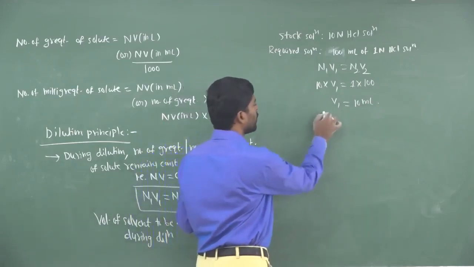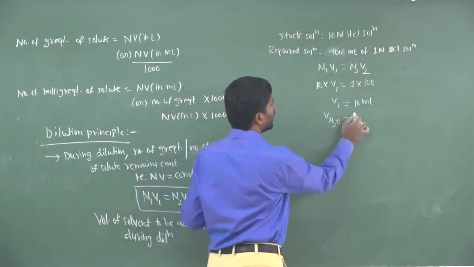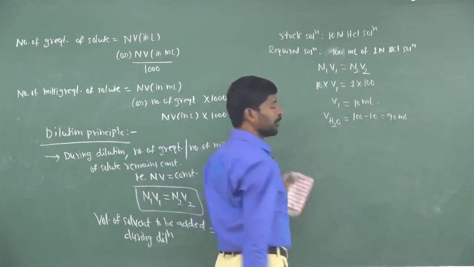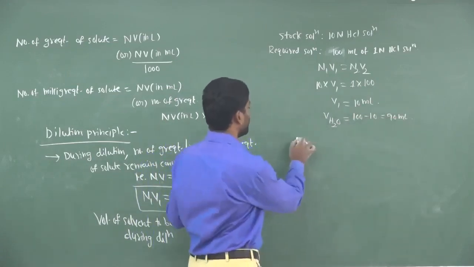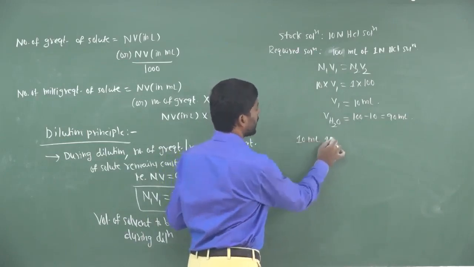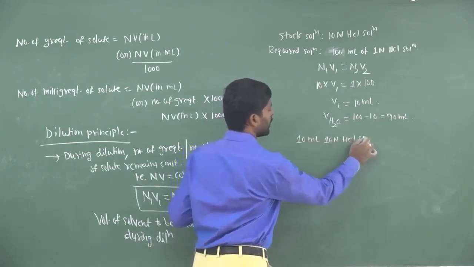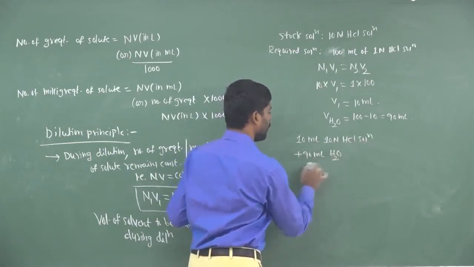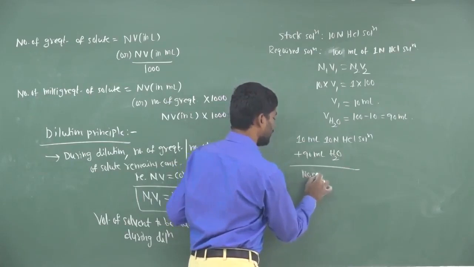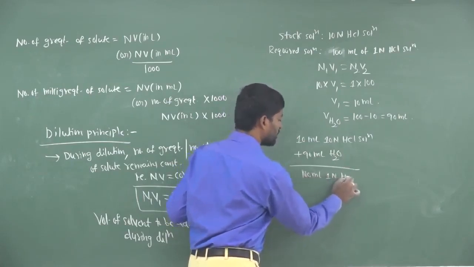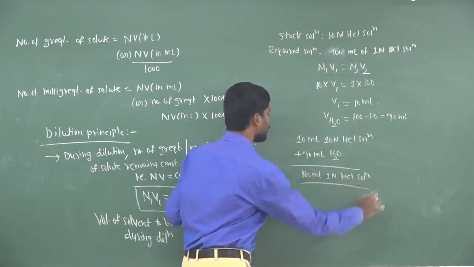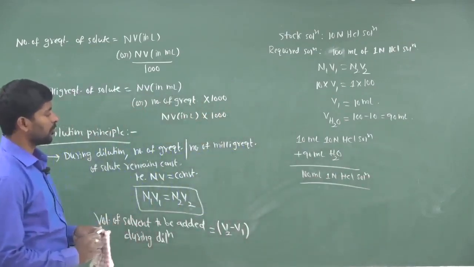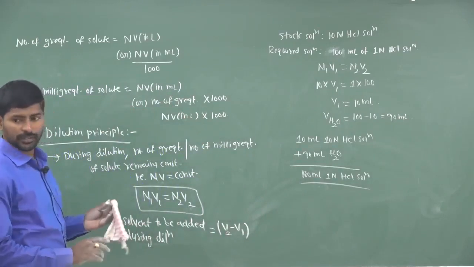So what about the volume of water to be added? 100 minus 10 ml, that is 90 ml of water. So to 10 ml of 10 normal HCl solution, if you add 90 ml of water, we will get 100 ml of 1 normal HCl solution.